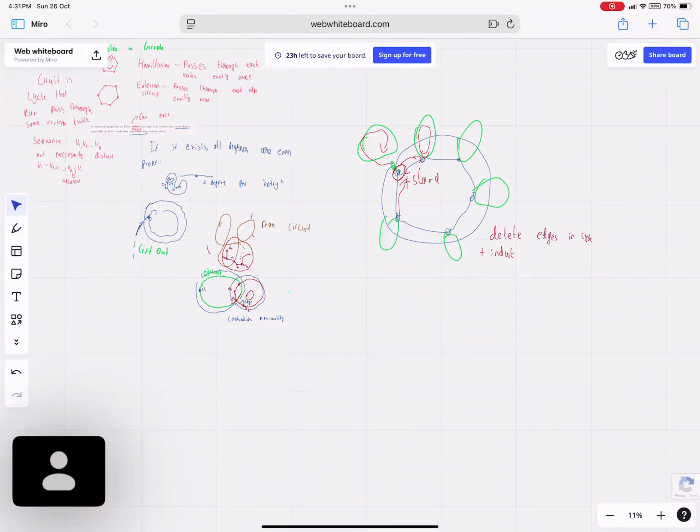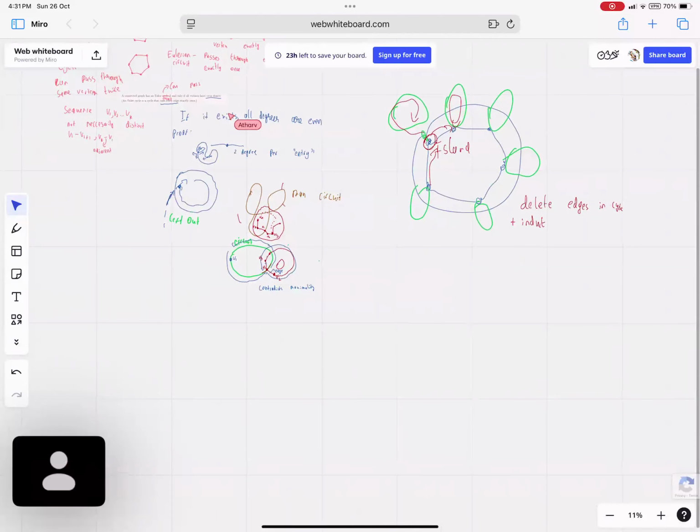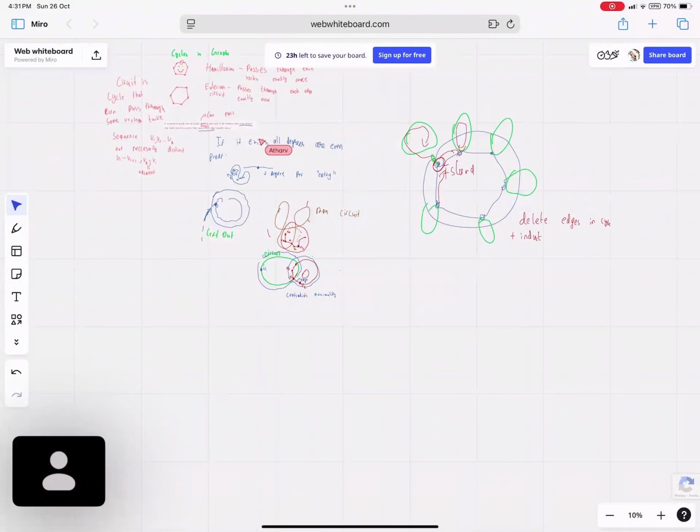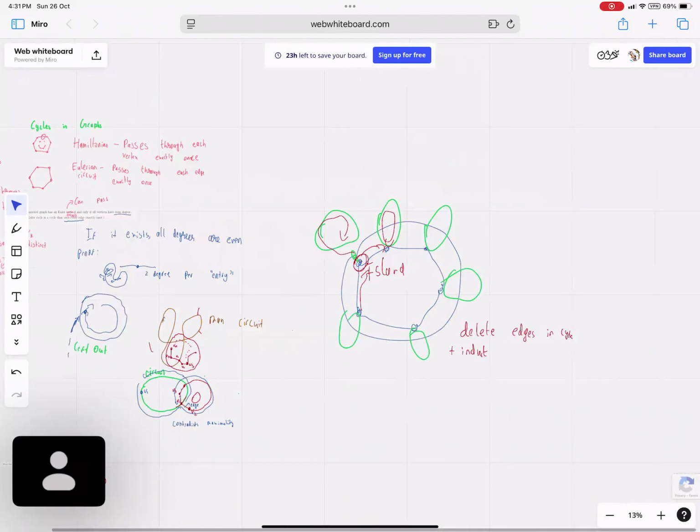Is this fine? Yes, it's fine. Everyone clear about this? But what about the base case? That is easy to check. You can try it yourself.